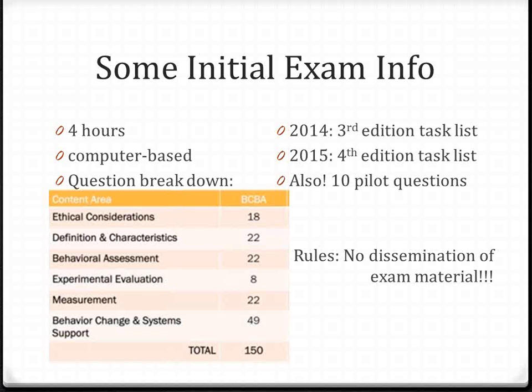So if you take the exam during 2014, you'll have your exam lined up in terms of content areas and things like that with the 3rd edition task list. The 3rd edition task list is the one that's currently on the inside and backside cover of the Cooper, Heron, and Heward 2nd edition text. And the 4th edition will be how your test content areas will line up if you take it from January 2015 on. Both of those task lists are available on the BACB website. And they're not grossly different. They're just kind of reorganized, and like the categories are changed.